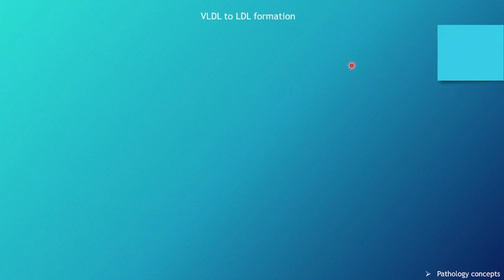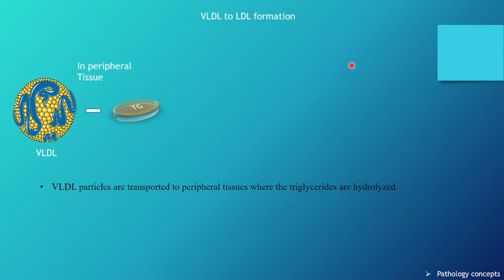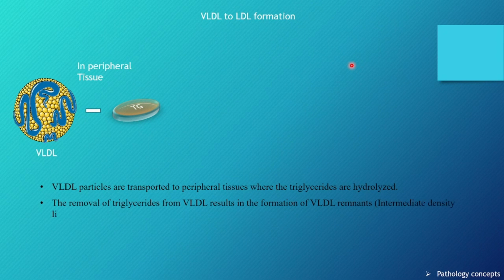Let's understand VLDL to LDL formation. In the peripheral tissue, triglyceride is removed from VLDL. VLDL particles are transported to peripheral tissue where triglycerides are hydrolyzed. The removal of triglyceride from the VLDL results in the formation of VLDL remnants. It is also called the IDL, intermediate density lipoprotein. This is how IDL is formed.